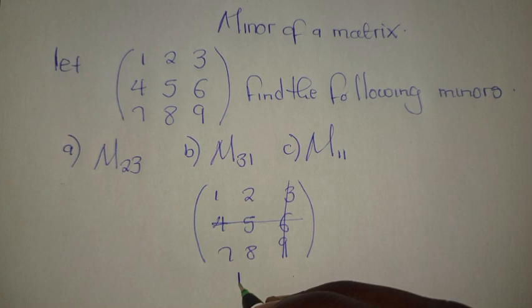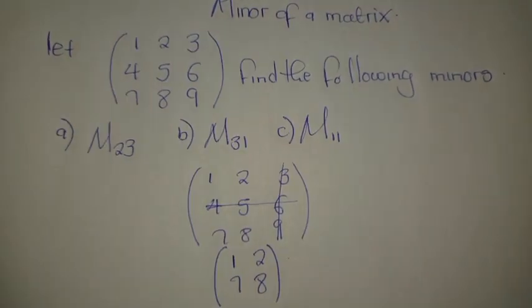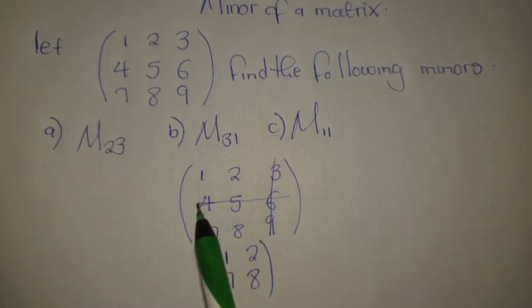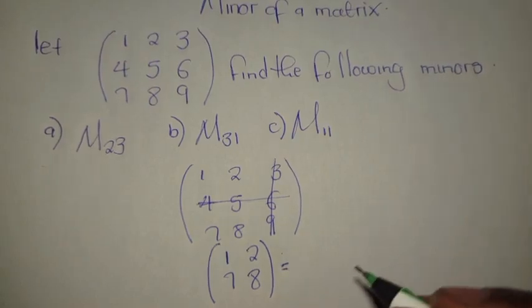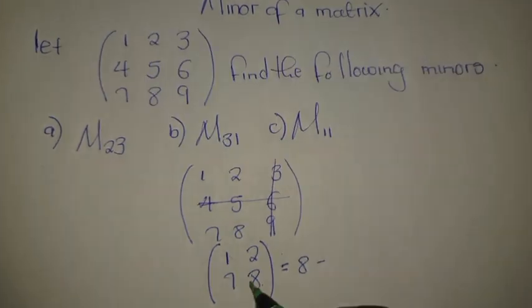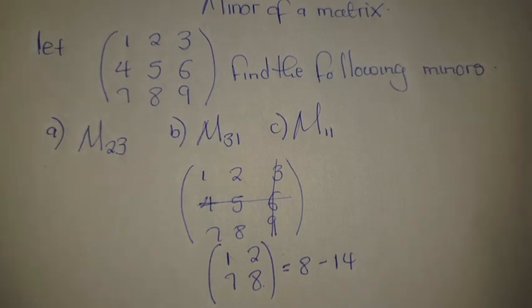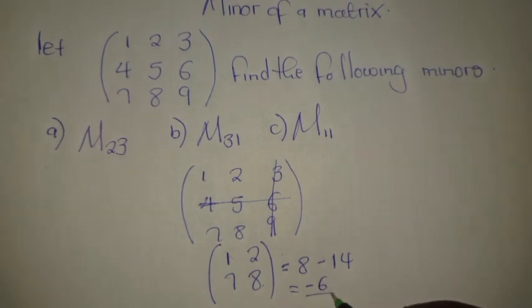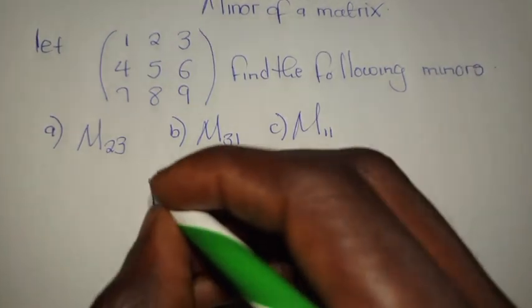So we have 1, 2, 7, 8. This is the matrix that we have formed now that we have cut the second row and the third column, where the determinant you can find when you do major diagonal minus the minor diagonal. So 8 by 1 is 8, minus 7 by 2, which is 14. And when you subtract 8 minus 14, you get the value to be -6.